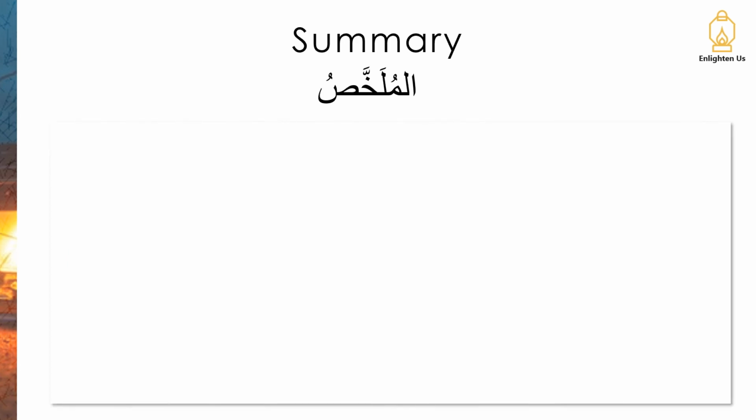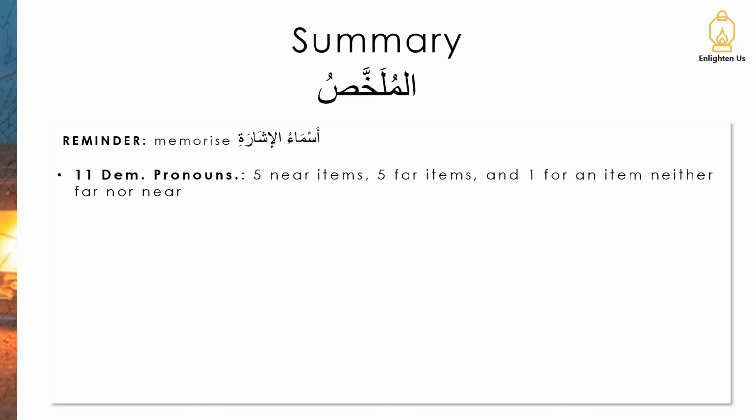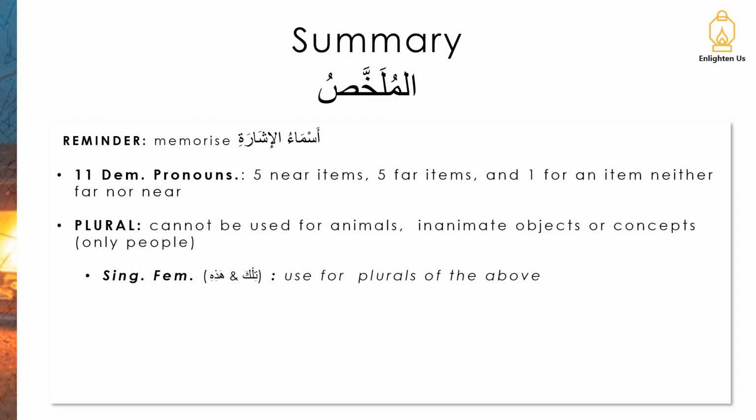We have come to the end of the lessons, so we are going to have a mulakhas, we're going to have a summary. This is your reminder to memorize asma al-ishara. There are 11 of them, or 11 that we've seen today. So 5 for the near, 5 for the far, and then 1 for an item that's neither near or far.